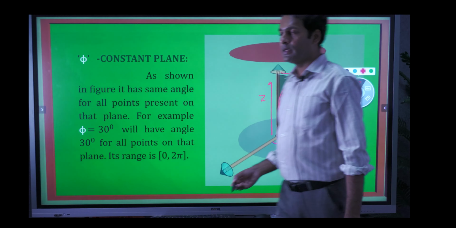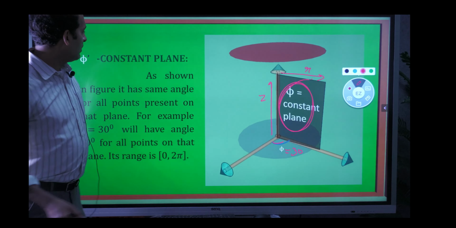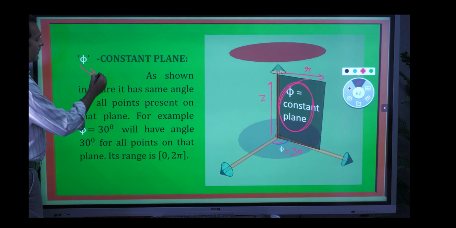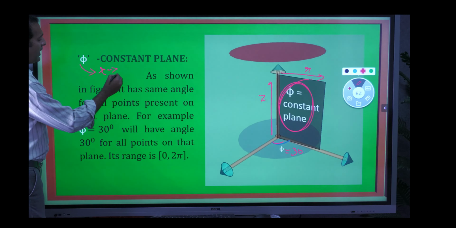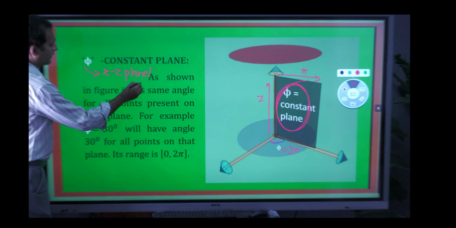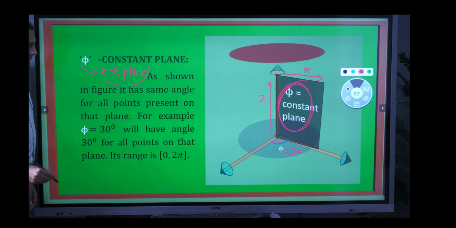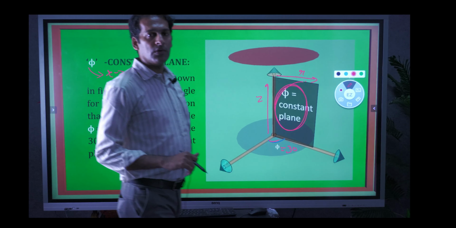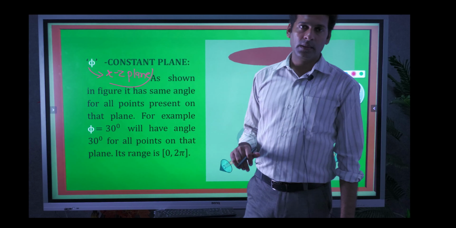So what may be the alternate name for the phi constant plane? For the phi constant plane, the alternate name will be the r z plane. This is the alternate name. So this is the second constant plane. Now the third constant plane. What is the third component?